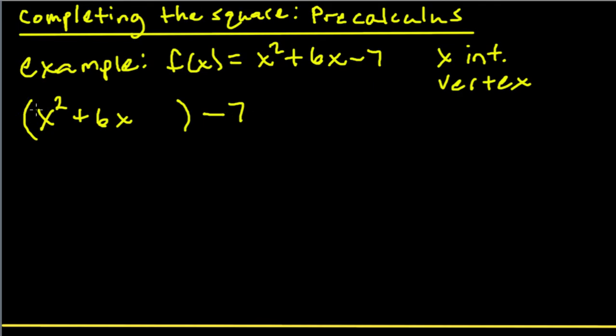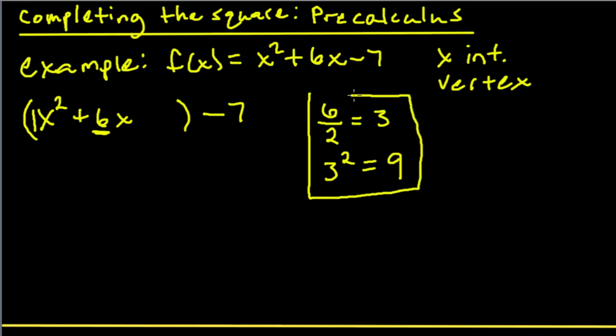Now, as long as this coefficient here is 1, such as in this one, we take this term attached to the x and divide it by 2, which gives us 3, and then we take this 3 and square it, which gives us 9. This is going to be a little toolbox that we're going to use.